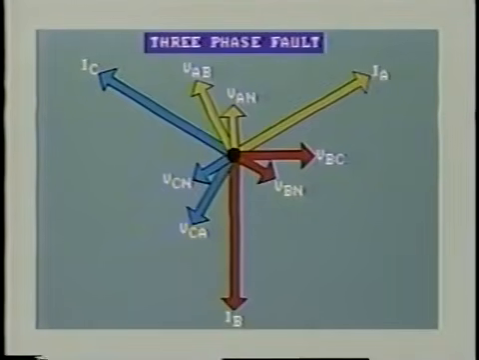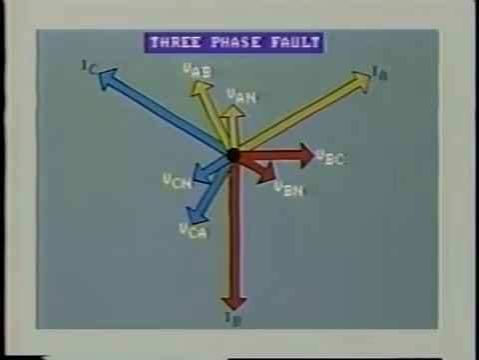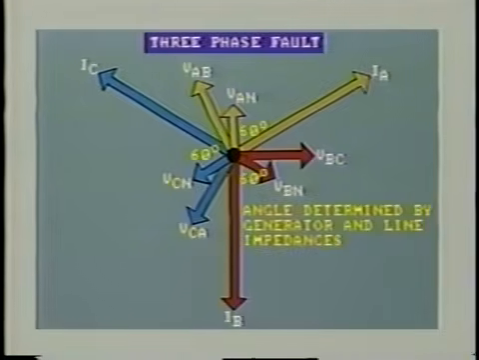This set of phasors also represents a three-phase to ground fault. The line voltages are drastically reduced, but they still maintain the same phase relationship. The system is still balanced. The magnitude of line current increases greatly, and it is lagging by approximately 60 degrees on its respective phase voltage. Why is this? Well, this angle is determined by the nature of the system impedance to the fault. That is, the generator impedance and the line impedance.